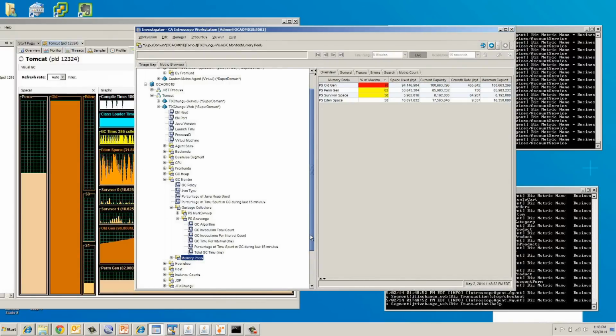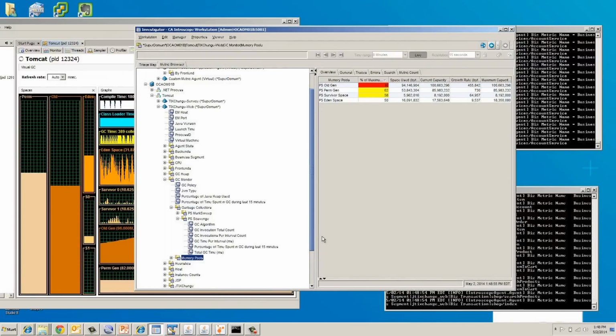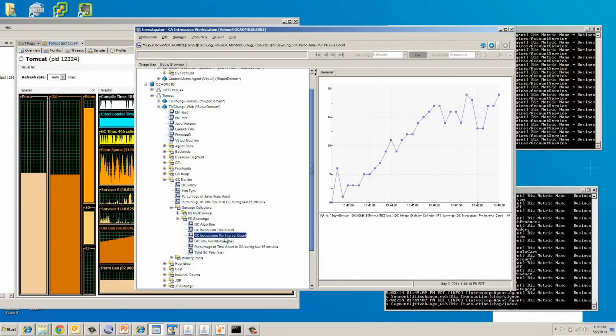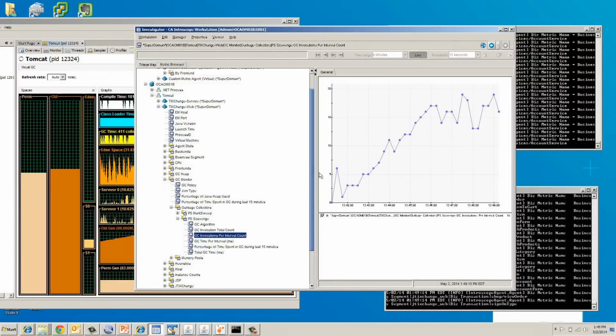And what is it that I want to know about a garbage collector? I want to know how often it's kicking in, and how long it's taking to perform its task. So for how often, we're going to look at the invocations per interval. As I ramped up my load test, you can see that more and more memory is being used, and therefore it's causing the collector to kick in more often.